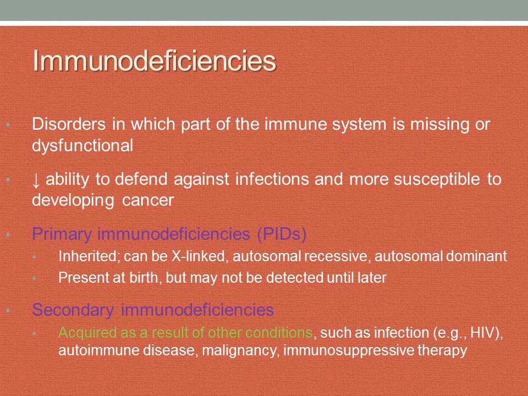So primary immunodeficiencies are the genetic ones, and that can be X-linked, autosomal recessive, autosomal dominant. All aspects of genetic defects are included. These are going to be present at birth, but depending on the deficiency and the severity of the particular deficiency, it may not be detected until later in life. Secondary immunodeficiencies are acquired as a result of other conditions such as HIV, autoimmune disease, malignancy, or immunosuppressive therapy.